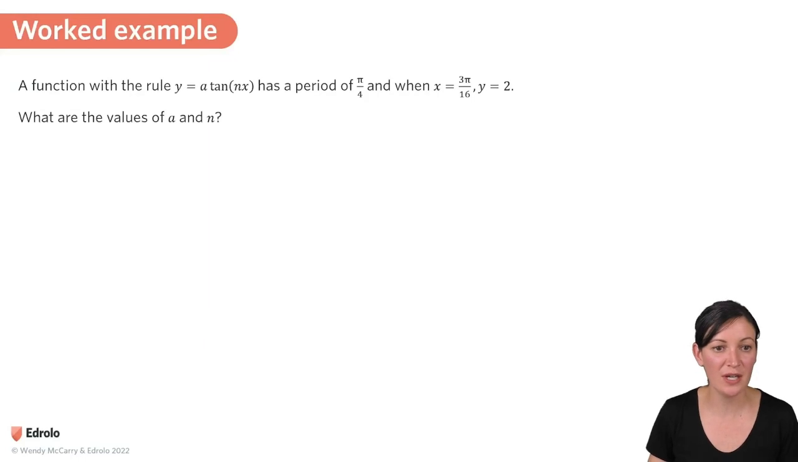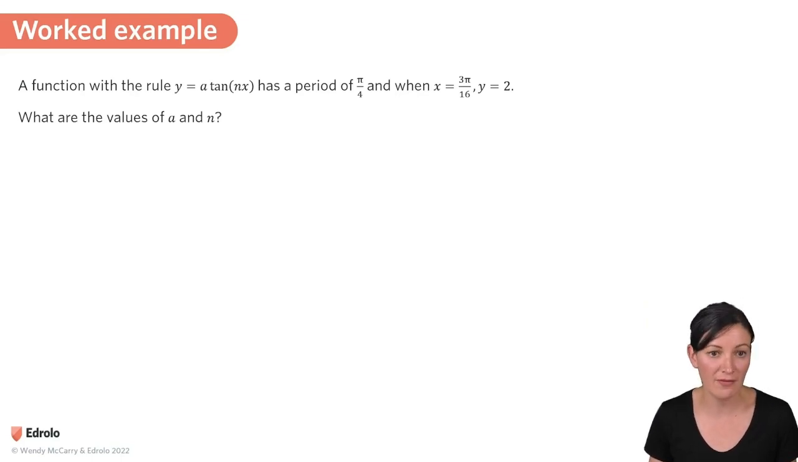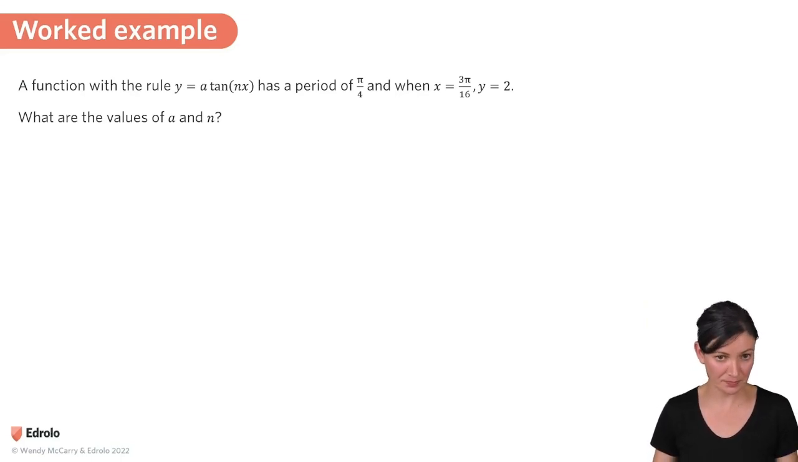Okay, for this question, we were given that a function has a rule y is equal to a tan of nx. It has a period of pi on 4, and then we're told that when x is equal to 3 pi on 16, y is equal to 2. We want to find the values of a and n.